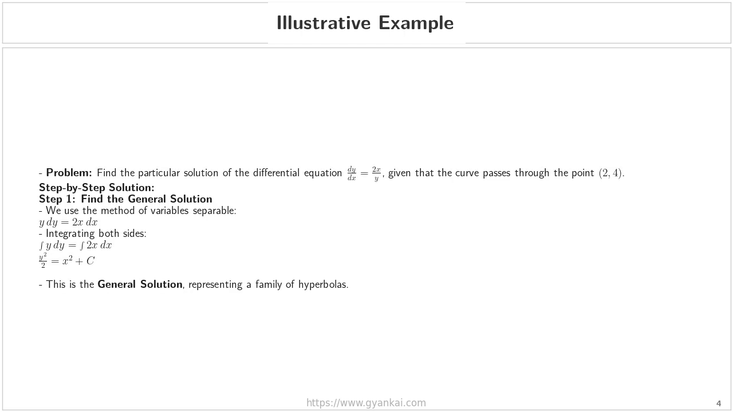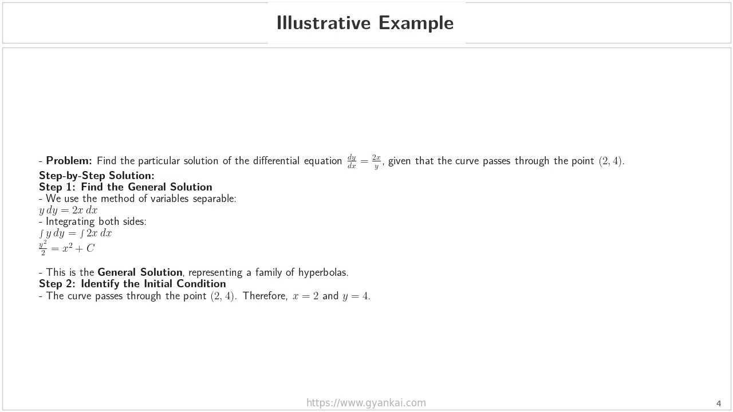Step 1, we need to find the general solution. To do this, we'll use the method of separation of variables. We'll start by rearranging the equation so that all the y terms are on one side and all the x terms are on the other. This gives us y dy equals 2x dx. Next, we integrate both sides of the equation. Integrating y with respect to y gives us 1/2 y squared, and integrating 2x with respect to x gives us x squared plus C. This result, 1/2 y squared equals x squared plus C, is our general solution. As I mentioned earlier, this represents an entire family of hyperbolas.